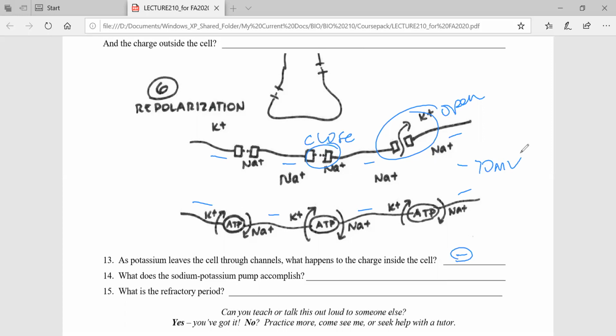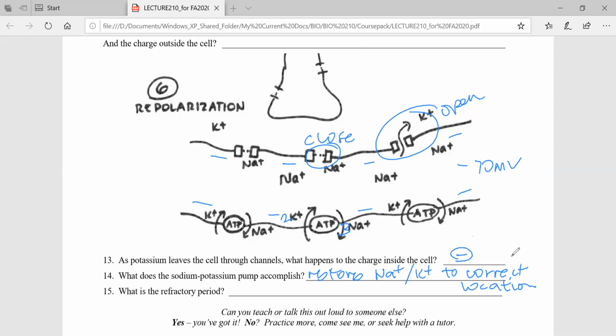But now what you've got is your ions in opposite locations. You'll now have potassiums on the outside of your cell, and unfortunately your sodiums are stuck on the inside. So you need, number 14, this sodium potassium pump to accomplish the movement of three sodiums out and two potassiums back in. So it restores sodiums and potassiums to their correct location. Okay, so first of all, number 13, potassium leaving allows us to return that charge inside to negative 70. But number 14, that sodium potassium pump is necessary to get these ions back to their proper locations.